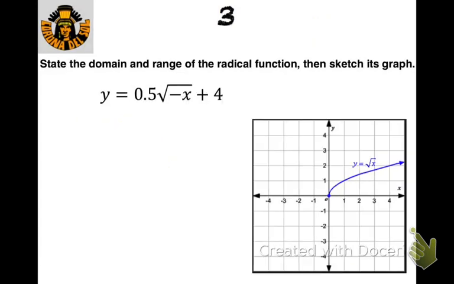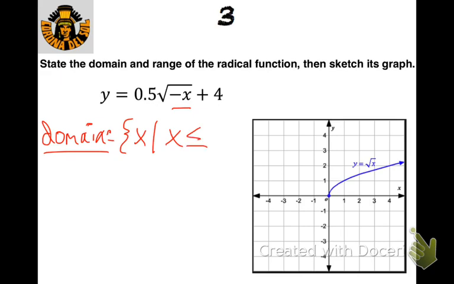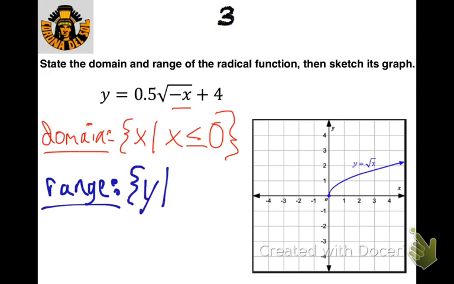Okay, we have a domain here. The domain looks like it's reflected horizontally because of that negative sign. So we're going to say x is less than or equal to 0 instead of x is greater than or equal to 0. And then the range, it's been shifted up 4 units. So we're going to say y such that y is greater than or equal to 4.